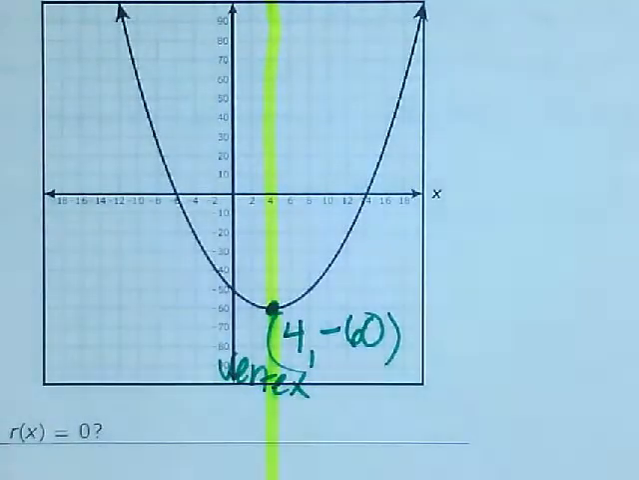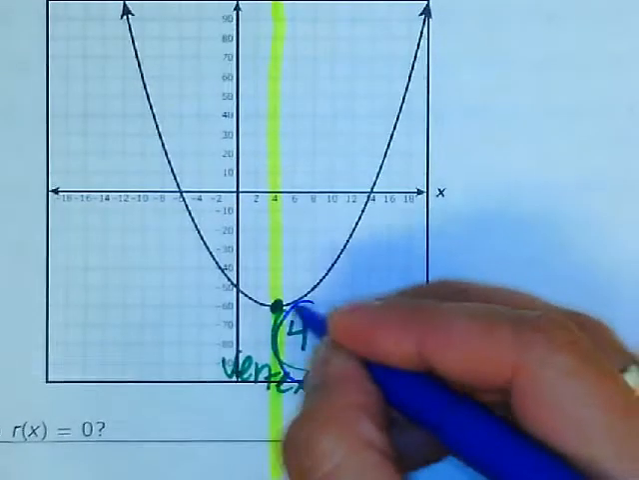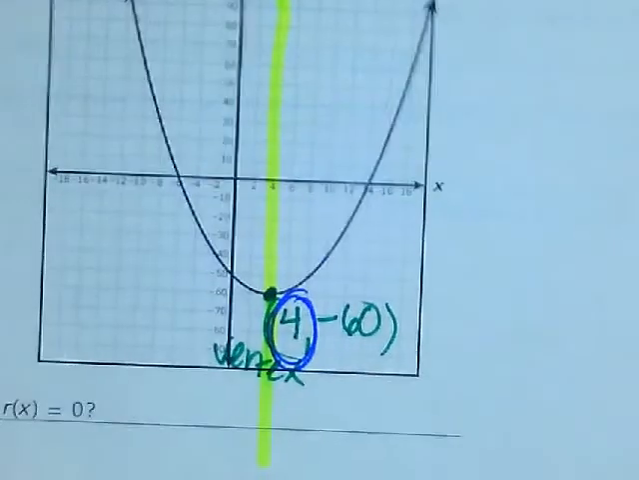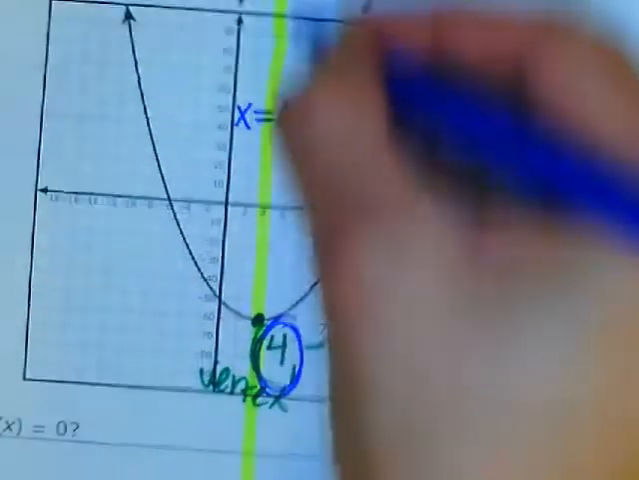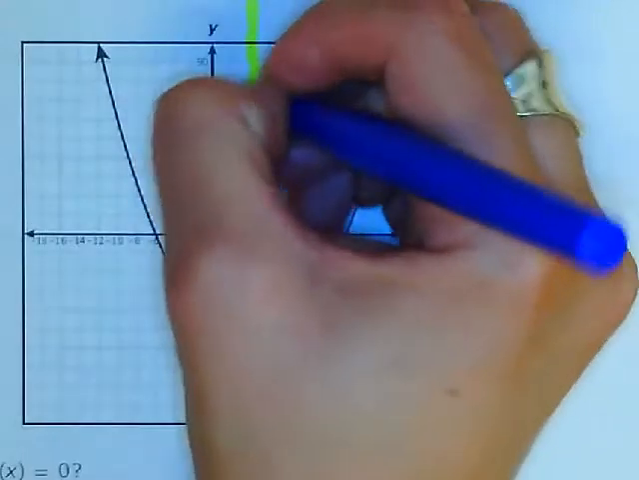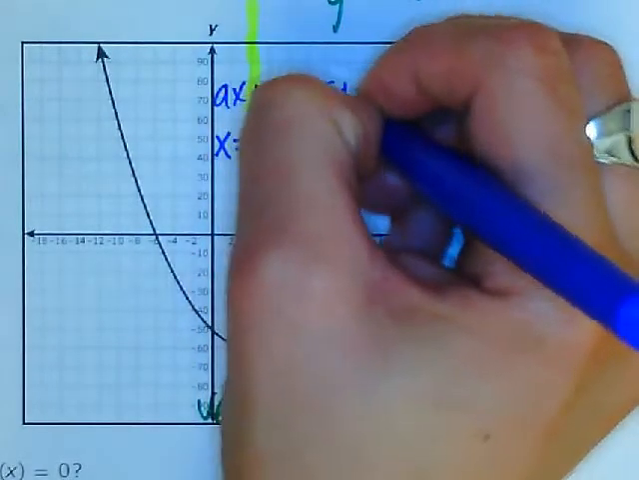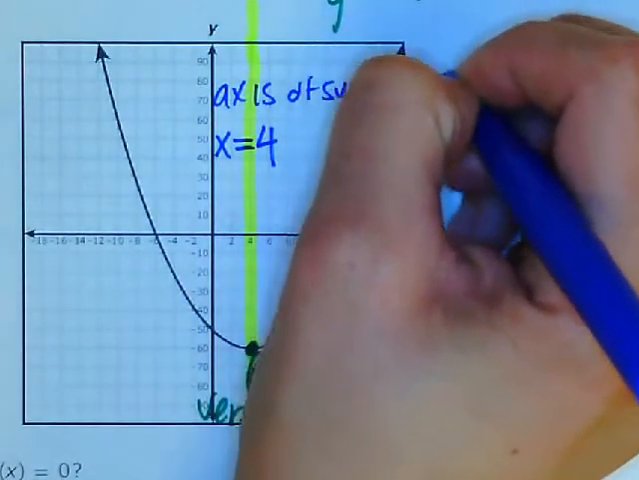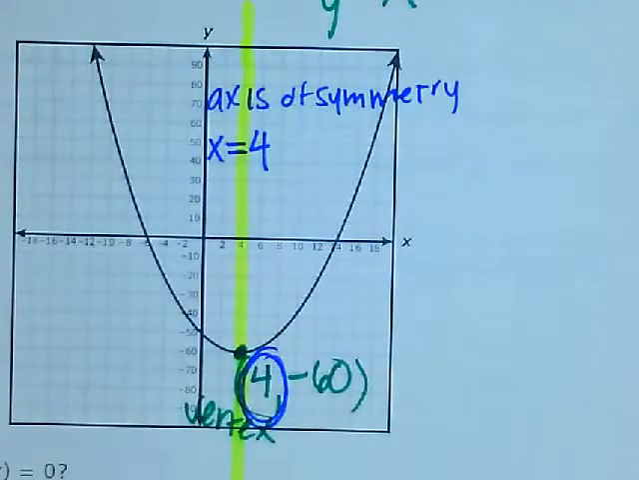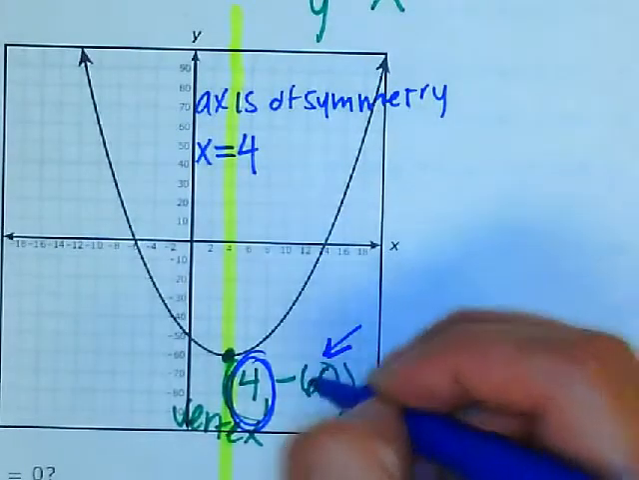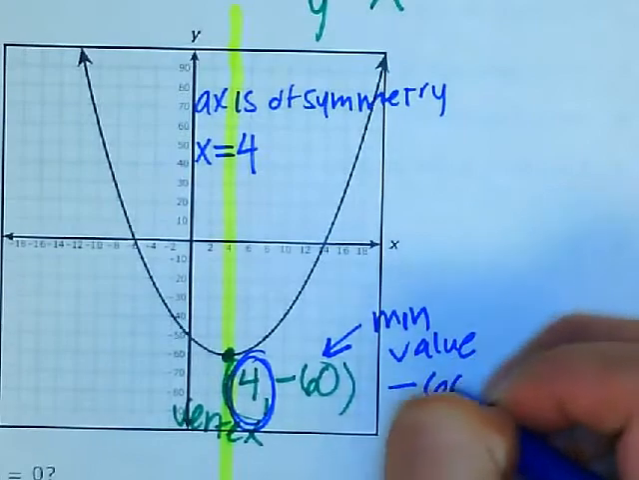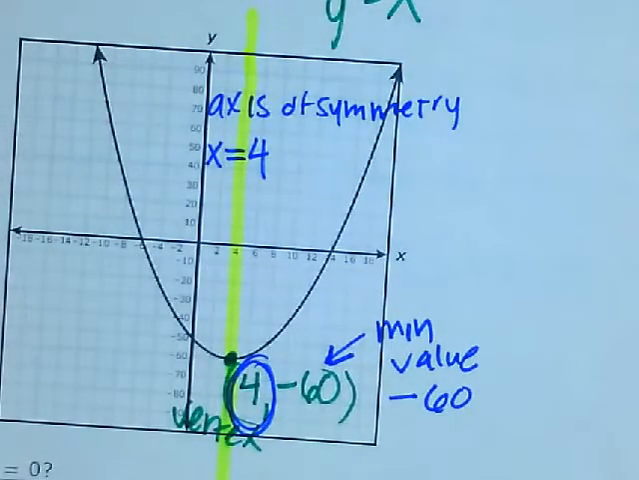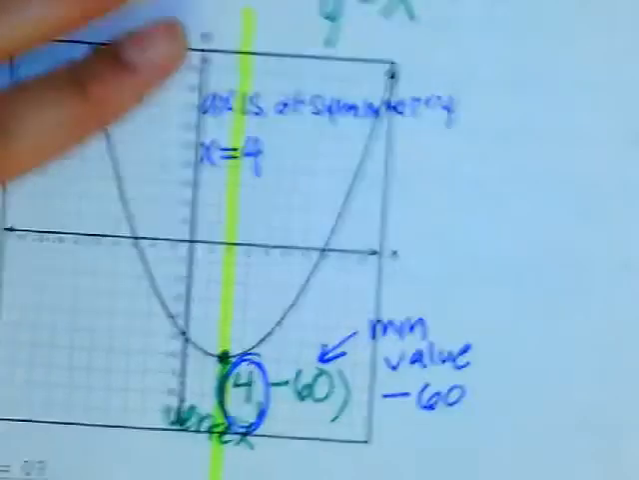The axis of symmetry always comes from the x-coordinate of the vertex. So this line right here is x equals 4, this yellow line, the axis of symmetry. Okay, the minimum value here would be the -60. With the min value, it helps us with the range.